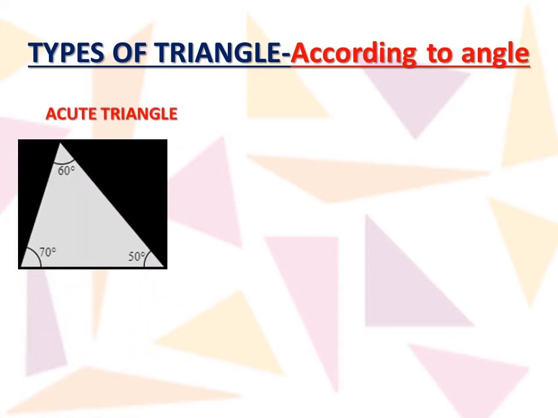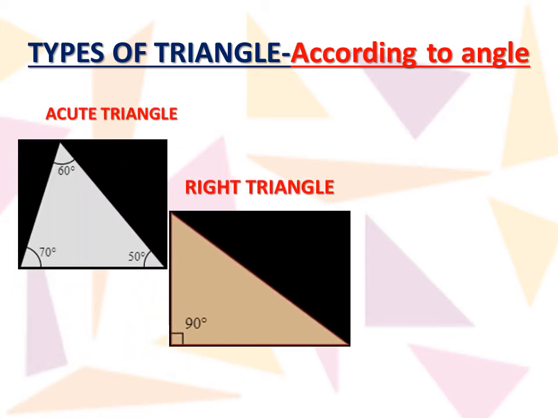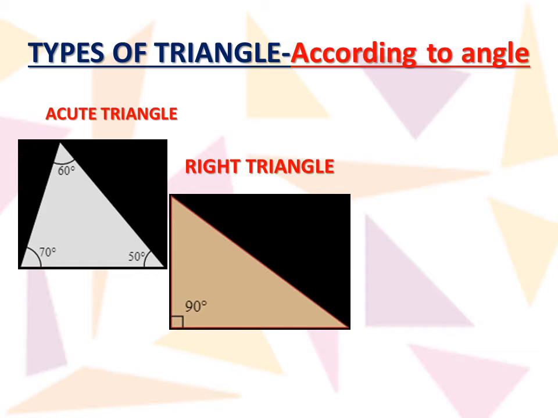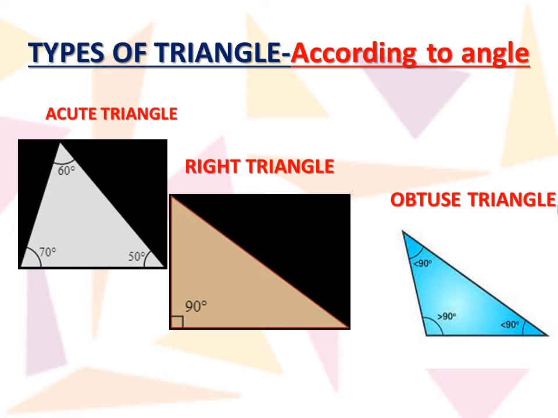According to the angles, now we see acute angle triangle, right angle triangle, and obtuse angle triangle. In an acute angle triangle, all the three angles will be acute, that means less than 90 degree. All the three angles will be less than 90 degree. In a right angle triangle, one of the angles is, if it is exact 90 degree, then we will say it's a right triangle, and the other two have to be acute.